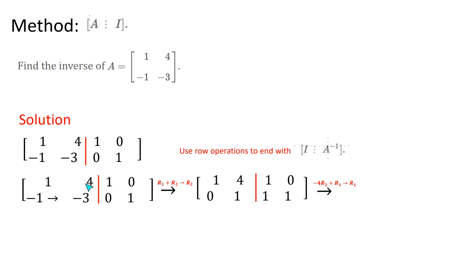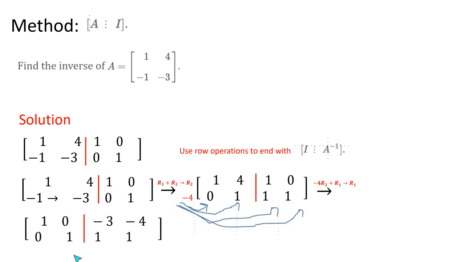Okay, so 1 plus negative 1 is 0. 4 plus negative 3 is 1. And then 1 plus 0 is 1. And 0 plus 1 is 1. So now we have our 1, we have our 0. Our next goal is to make this a 1, which it already is. Now we're going to use this 1 to make the top number 4 a 0. In order to make this a 0, we're going to multiply 1 by a negative 4 and then add it to the positive 4 to make it a 0. Symbolically, I can say negative 4 times row 2 plus row 1. Whatever we get, we put it back in row 1.